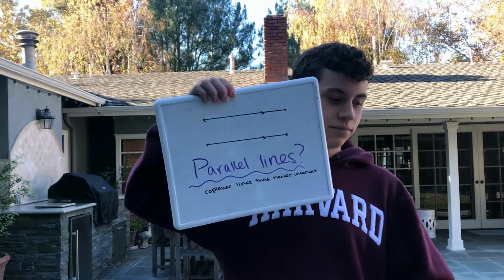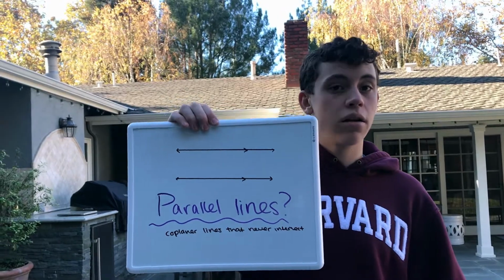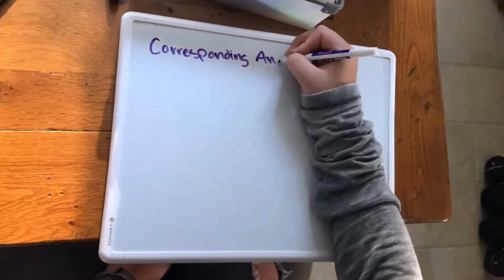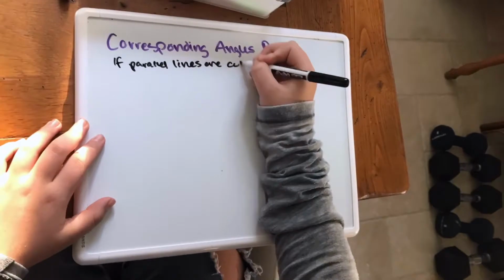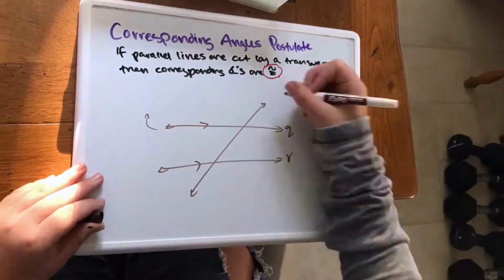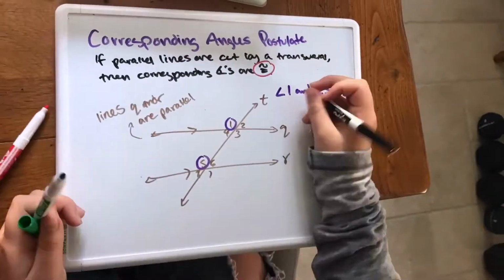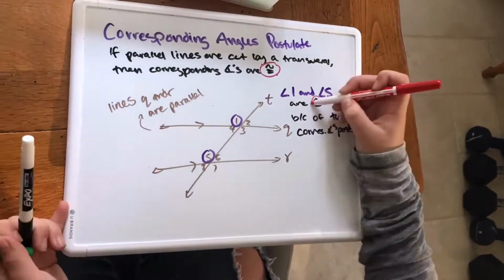To understand special angle pair relationships, let's refresh our memory on parallel lines. Parallel lines are coplanar lines, meaning they're on the same plane, that do not ever intersect. This is what a parallel line looks like. Parallel lines are important because the following theorems and postulate require a parallel line to be true. First, corresponding angle postulate. If parallel lines are cut by transversal, the corresponding angles are congruent. In this diagram, lines Q and R are parallel. 1 and 5 are congruent because of the corresponding angles.